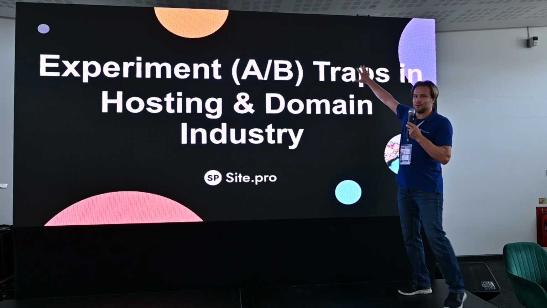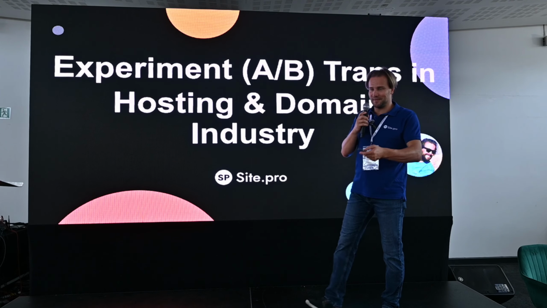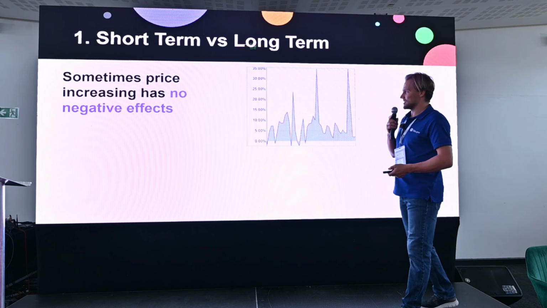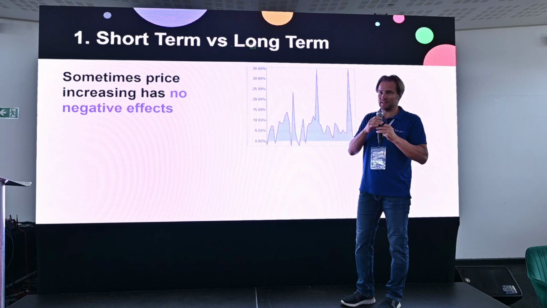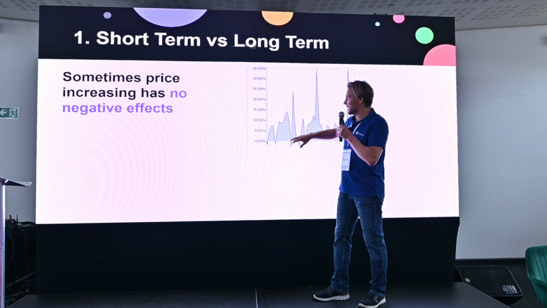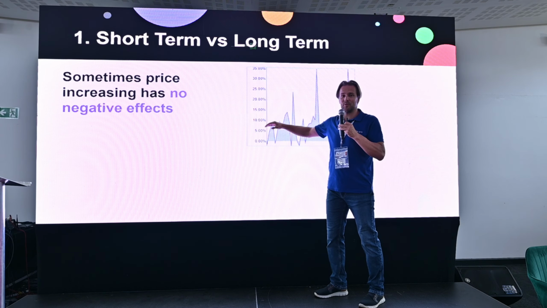So now we talk about traps. Technically, you learn from the data. Now we will see some traps. This is a real graph of growth. We have many products, and this is one of our products. This is MRR, monthly recurring revenue.